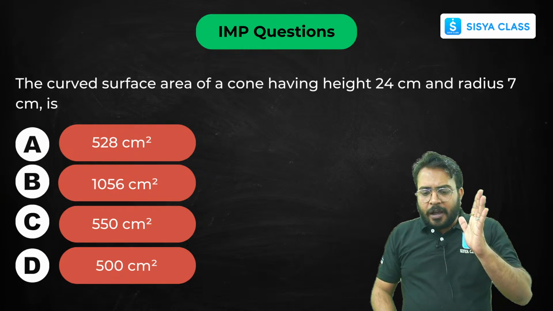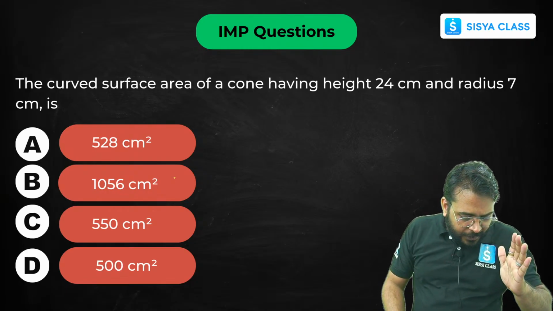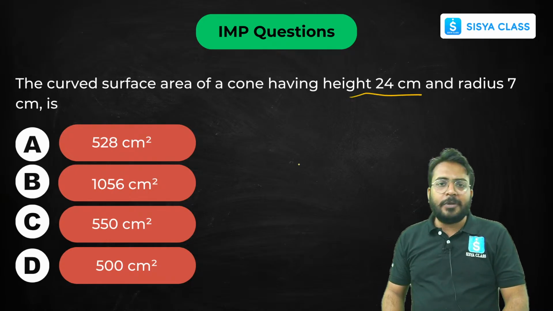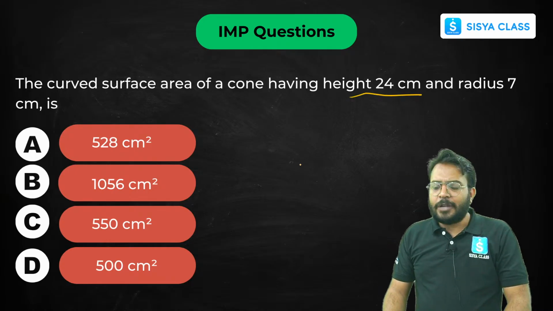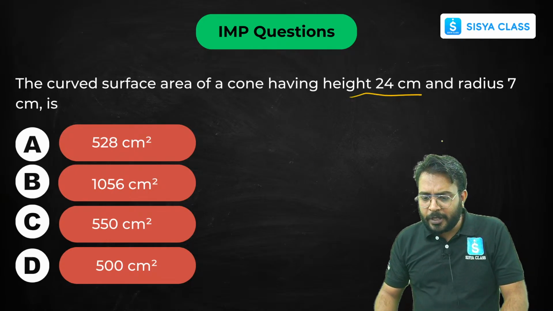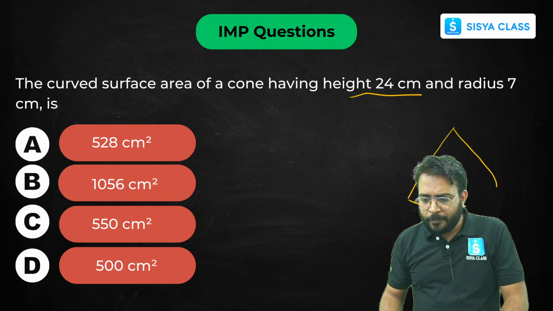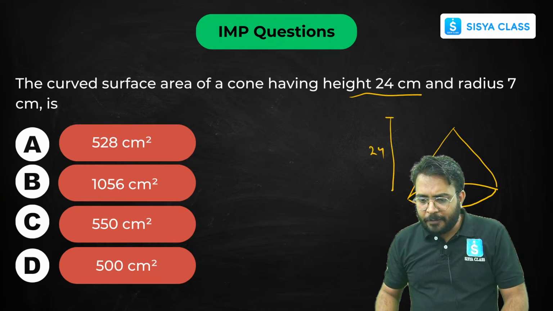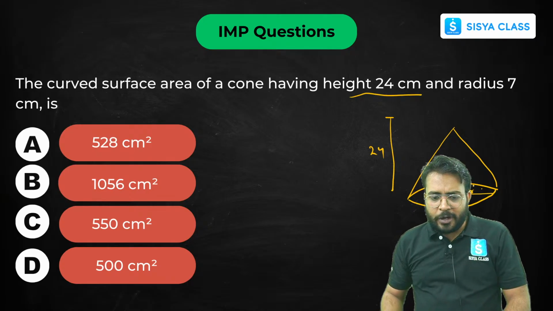Find the curved surface area of a cone having height 24 centimeter and radius 7 centimeter. So there is one cone, beta, like this. They have given the height, that is 24. Radius they have given, dear, 7. We need to find out the curved surface area.